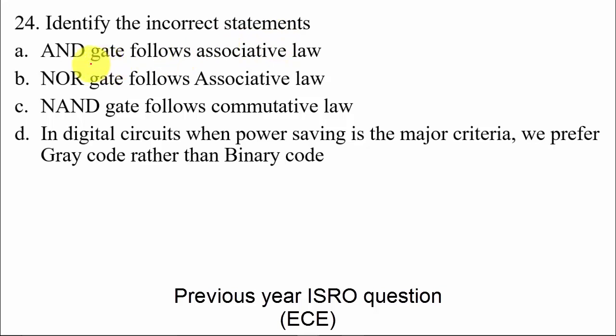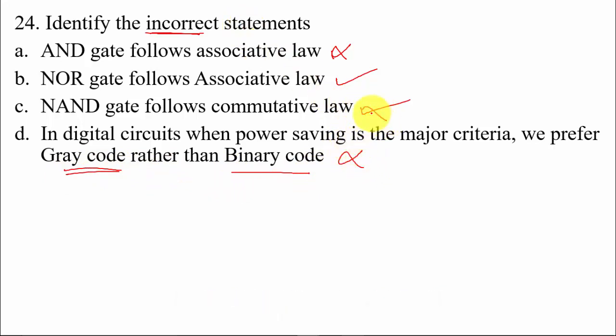Identify the incorrect statements. The first statement they have given is AND gate follows associative law. This statement is a true statement. Since they are asking for an incorrect statement, statement A can't be. NAND gate follows associative law. This statement is a false statement because NAND gate will not follow associative law. Even NOR gate also does not follow associative law. NAND gate follows commutative law. This statement is a true one. In digital circuits, when power saving is the major criteria, we prefer gray code when compared to binary code. This statement is a true statement. Since they are asking for an incorrect statement, statement D can't be, and even statement C also can't be, because NAND gate follows commutative law.